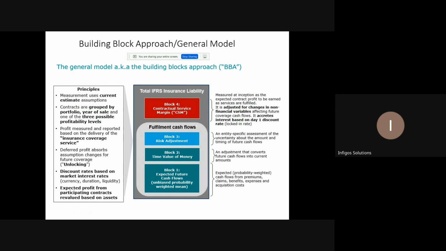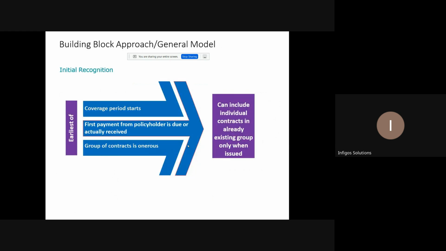Any question? So let's talk about coverage period. Coverage starts when your first payment is due from the policyholder or actually received. Or second point, it can start when the contract becomes onerous. If the contract is loss making, you immediately recognize that in the profit and loss statement. Anybody, any question?